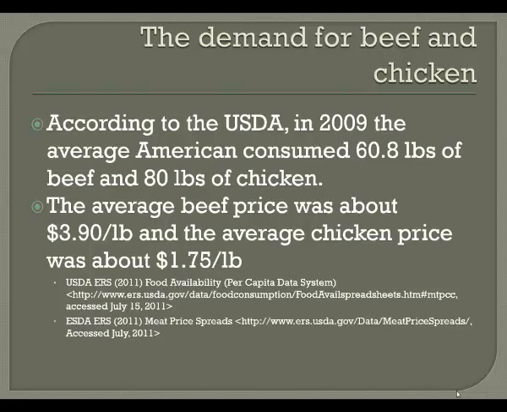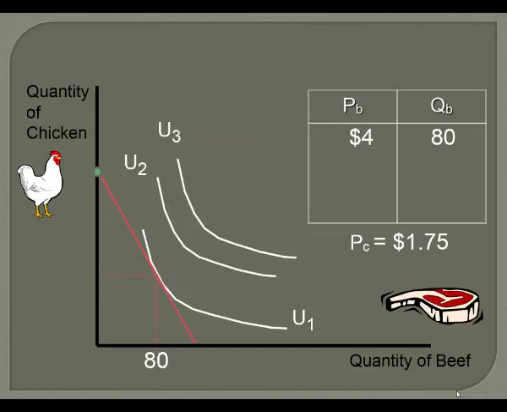And there's also a nice database on meat price spreads where you can go look up these things anytime you're interested. So here's our setup. I've got three indifference curves, U1, U2, and U3, where the number indicates increasing utility. So U3 is more utility than U2, which is more utility than U1. I've got a red budget constraint, and that budget constraint is based on a price of beef of $4 and a quantity of beef of 80, and the price of chicken is $1.75. And so we're going to hold the price of chicken constant. That's our ceteris paribus. We're going to hold everything constant except for the price of beef, and we're going to move the price of beef a little bit and see what happens.